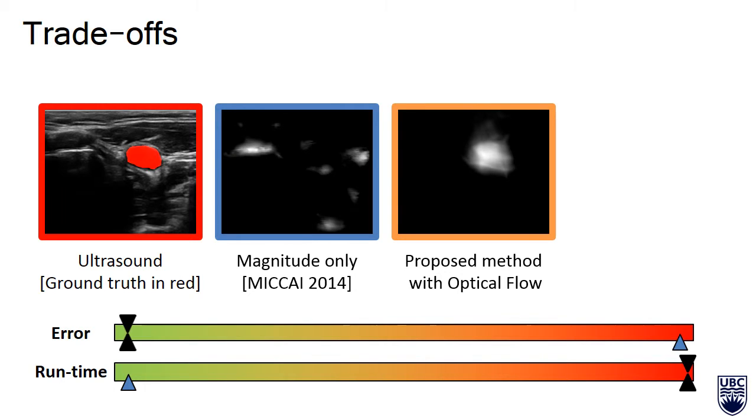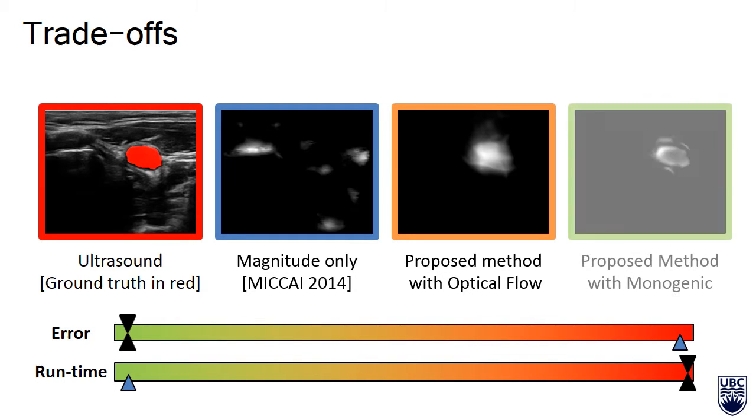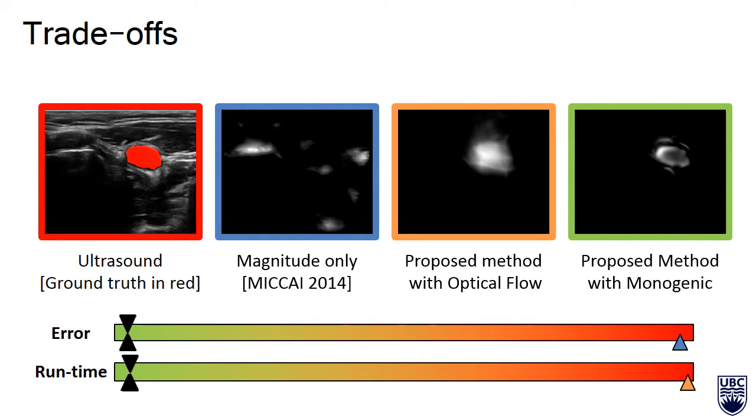If we were to compute the motion vectors using traditional optical flow, the runtime of the algorithm would increase from 16 seconds to 14 minutes. This is not acceptable in the context of real-time guidance. To address this shortcoming, we propose to use a fast estimation of local motion vectors from the monogenic signal.